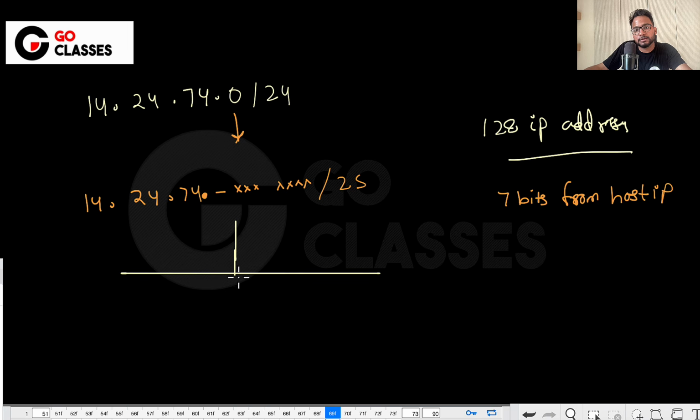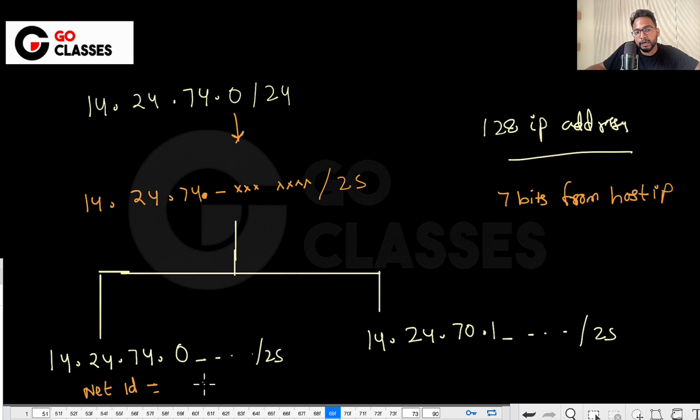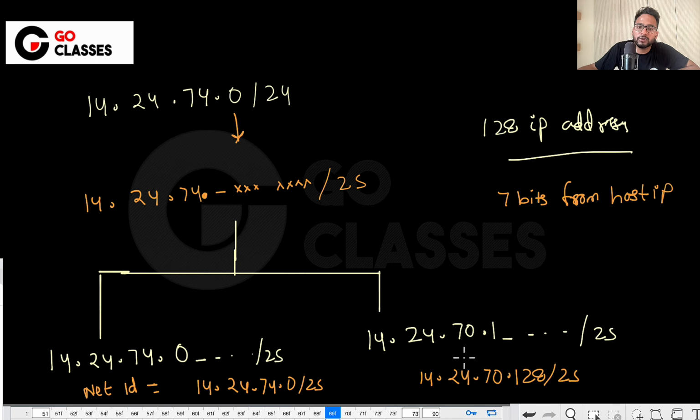So what are those 2 subnetworks? Let me write it. One of the subnetworks will be 14.24.74.0/25. Another subnetwork will be 14.24.74.128/25. If you ask me the network ID, the subnet ID here will be 14.24.74.0/25, because everything is 0. And here it will be 14.24.74.128/25. This is the network ID for the second subnet.